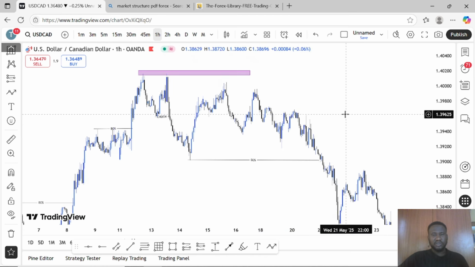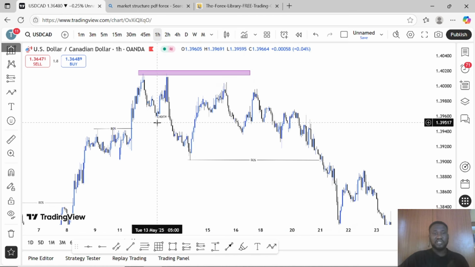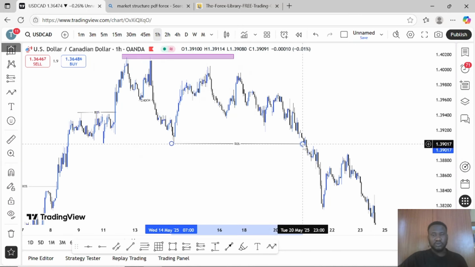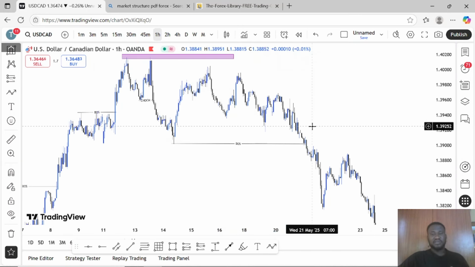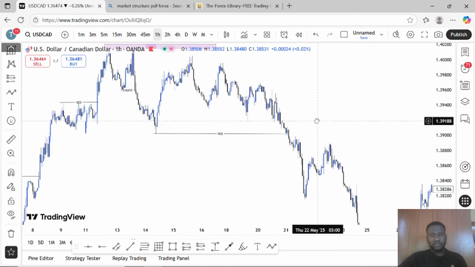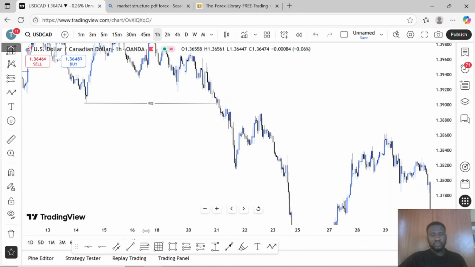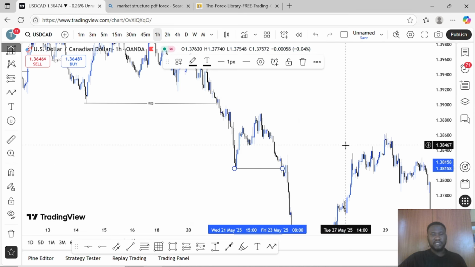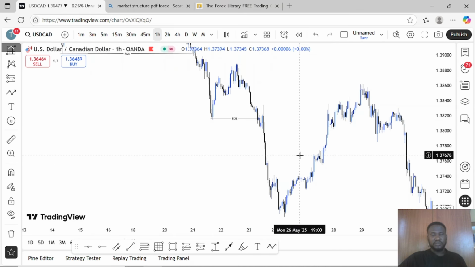This information of change of character lets you know that the market has changed structure. Then this break of structure pinpoints that the market keeps on breaking your lower low, going to the downside. This is how you read your market structure. You can see it here as well. It breaks structure to the downside. You can all see it.